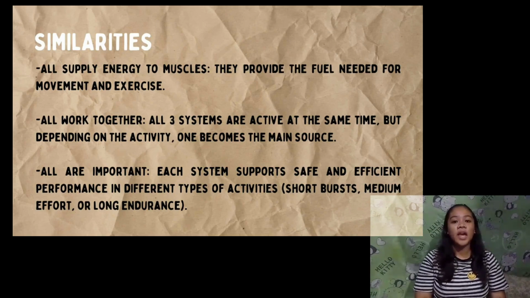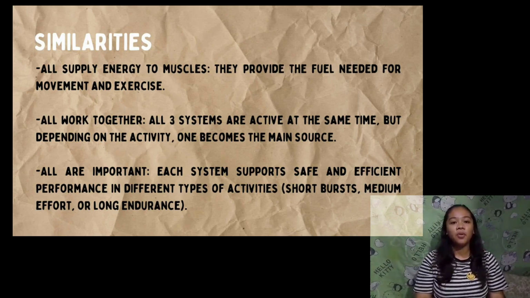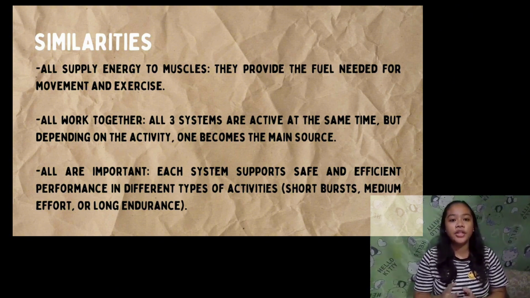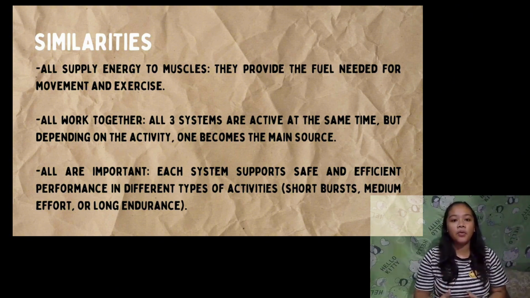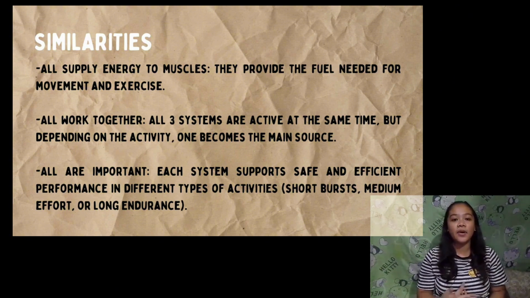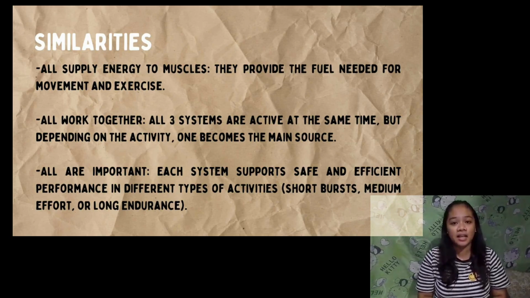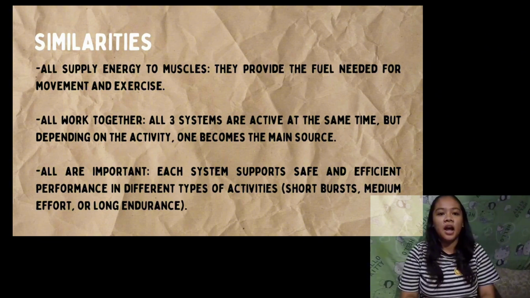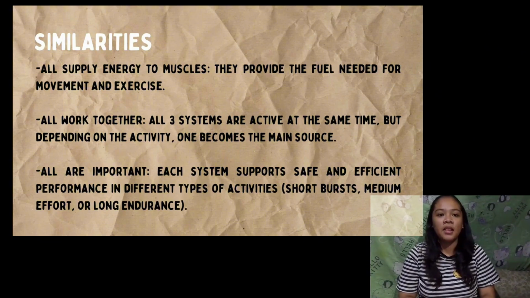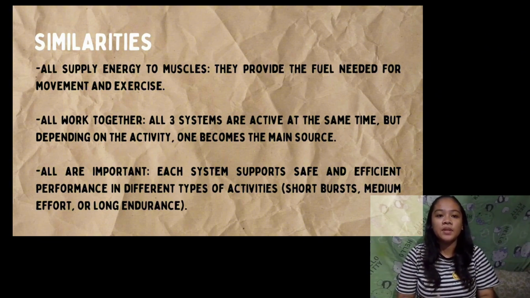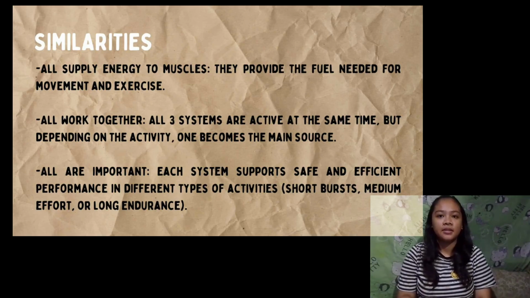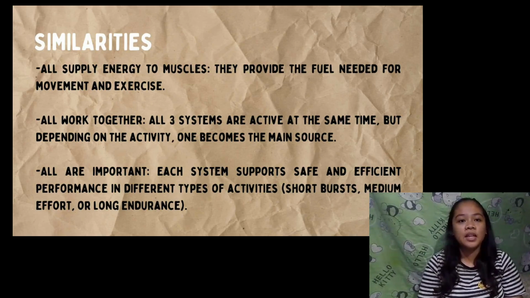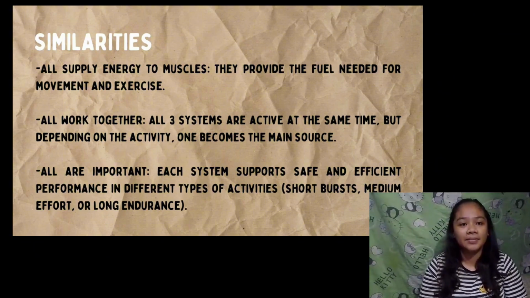Calories also supply energy to muscle. They provide the fuel needed for movement and exercise. So it means that all three systems provide the fuel or strength that our body needs to move and exercise. All work together. All three systems are active at the same time but dependent on the activity. One becomes the main source. Nagtutulungan ang three systems. Sabay-sabay silang aktibo pero may isang nangingibabaw depende sa aktibidad.